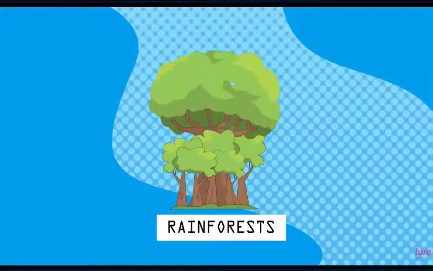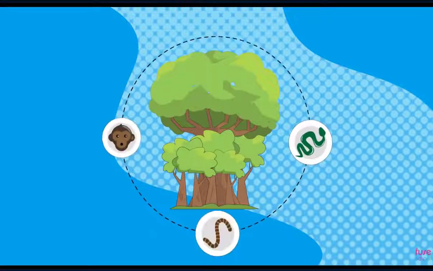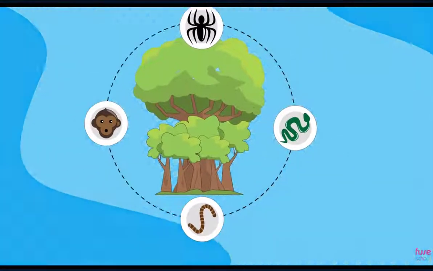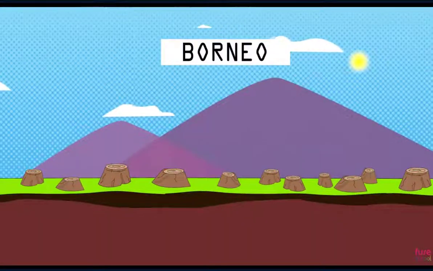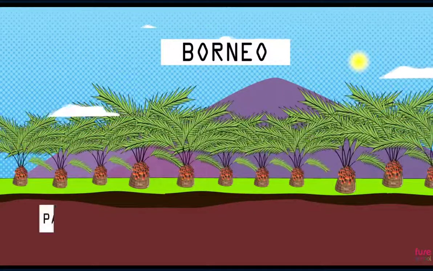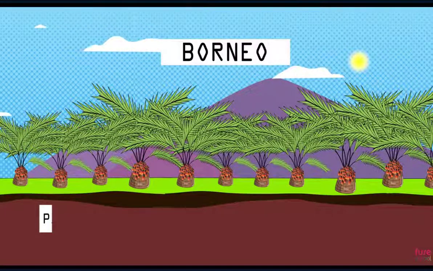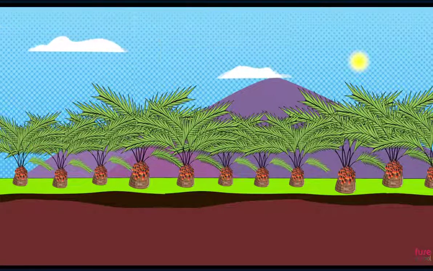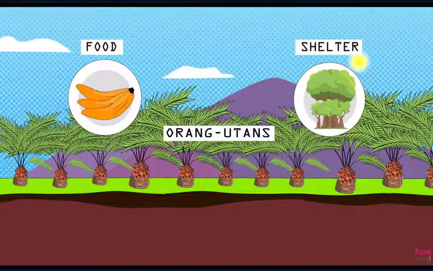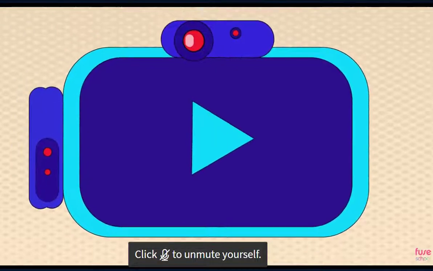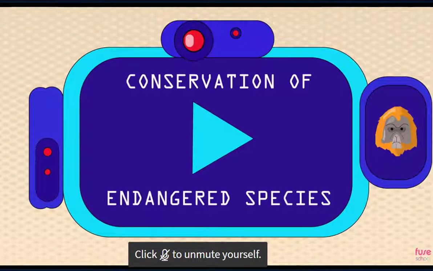Ancient forests, such as rainforests, are unique ecosystems. They can support a high biodiversity and are home to species that can only live in that habitat. For example, in Borneo, rainforests are being cut down to make room for palm oil plantations. The species that live in the rainforests cannot survive in the plantations. They may not be able to find food or shelter, like orangutans, who are an endangered species. You can find out more about endangered species and how conservation is helping them by watching this video.